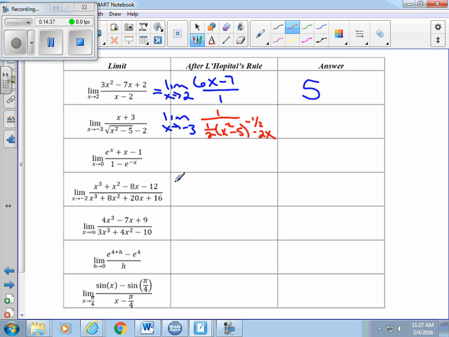Now you can plug in negative 3. Negative 3 squared is 9. 9 minus 5 is 4. What is 4 to the negative 1/2 power?